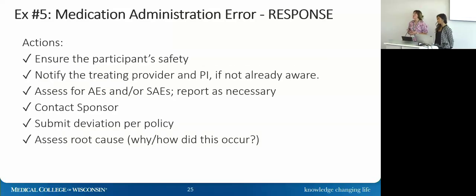Very good. So we just talked about our response here: ensuring participant safety, notifying the treating provider and the PI if not already aware, assessing for AEs and SAEs and reporting those as necessary, involving the sponsor, and submitting a deviation per your policy for your IRB or institution. Then within that deviation, you're going to want to assess the root cause. So what are some of the corrective actions we could take, depending on what the root cause is? Any thoughts on corrective actions?